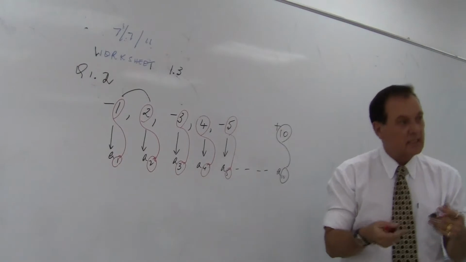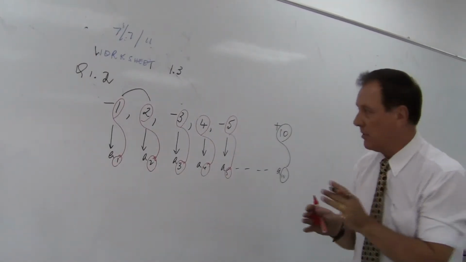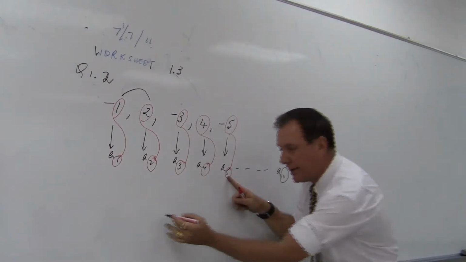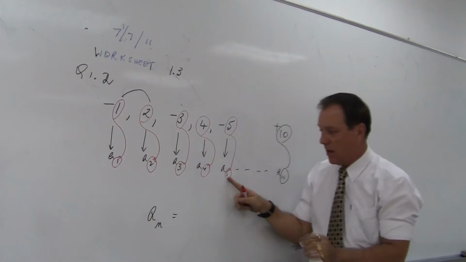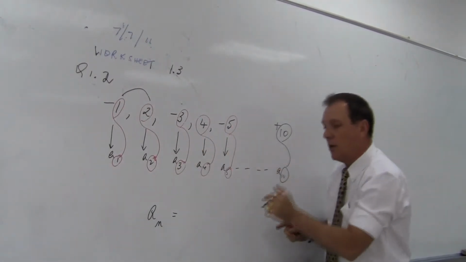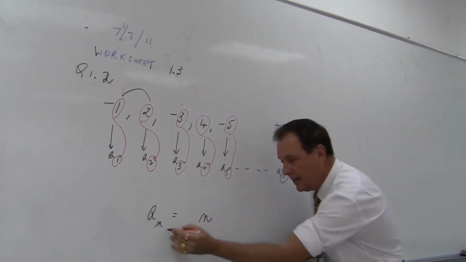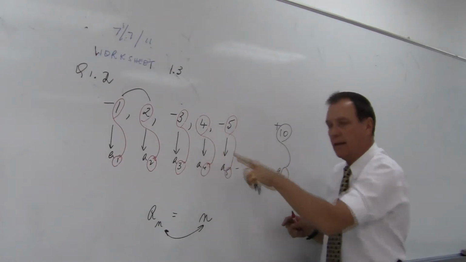But the question says, work out the general term. So what does it look like? For n equal to n, let's see what we've got. N is 5, there's the number 5; 4, 4; 3, 3; 10, 10. So it must be that n is the relationship. n, n, n, n, n, n.